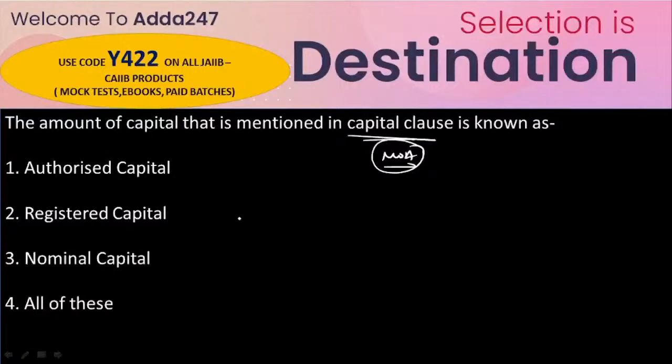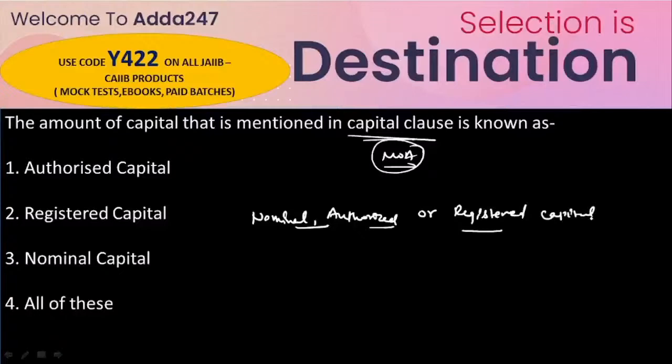So look, the thing to understand is that nominal, authorized or registered capital means the sum mentioned in the capital clause of the memorandum of association. So these all are the nominal, authorized or registered capital. These three all are the same, or say these all are mentioned in the capital clause. So what it means is that it is a maximum amount.